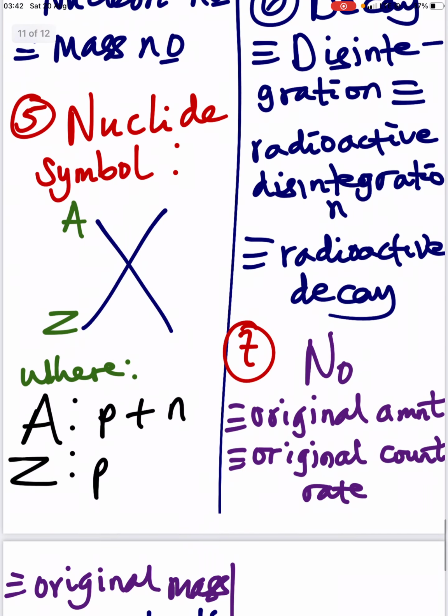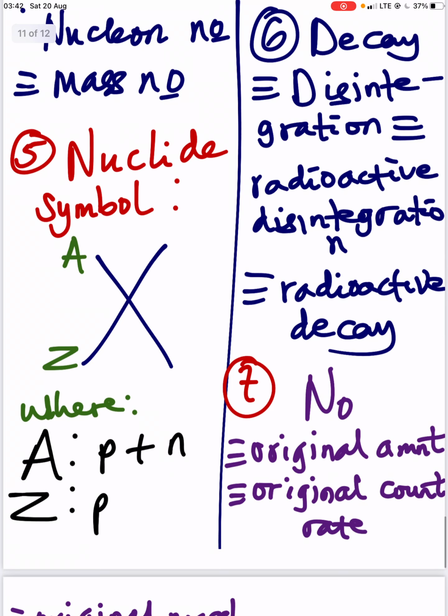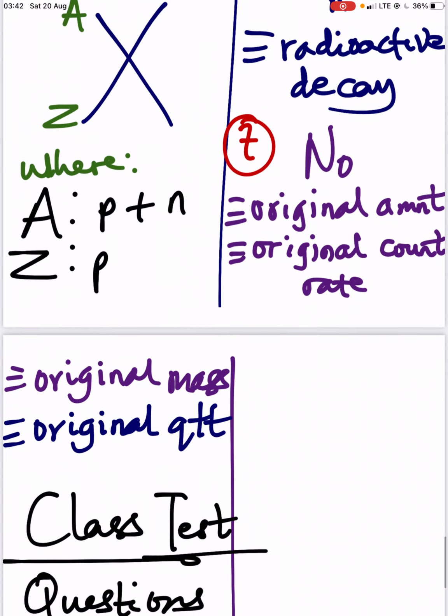Number 5, we also hear nuclide symbol. The symbol for a nuclide is A over Z, where A is the mass number, protons plus neutrons, and Z is the atomic number of protons. We also always hear decay, disintegration, and so on, or radioactive disintegration. They all mean the same thing. Decay means disintegration, which also means the same thing as radioactive disintegration or radioactive decay.